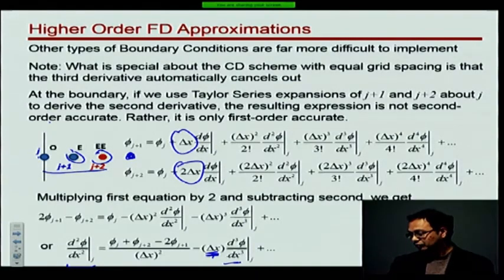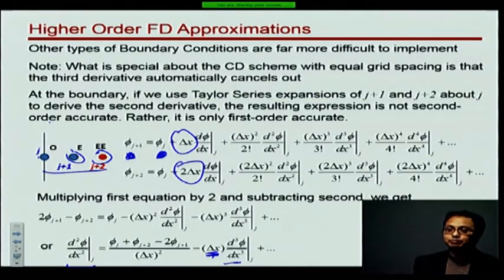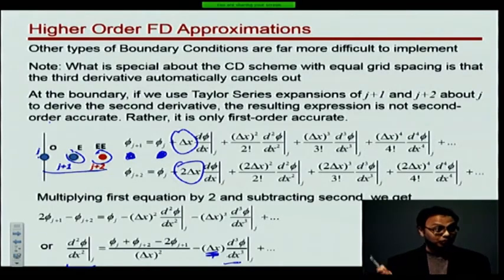By the time I get to this here, my accuracy is going to be delta x cubed, not delta x to the 4th, which is what I'm getting for my interior nodes. Okay, so with interior nodes, 4 Taylor series expansions is giving me a 4th order accurate scheme. But for a boundary node, if I use 4 Taylor series expansions, I'm only going to get a 3rd order accurate scheme. Not to mention the complexity of deriving it.